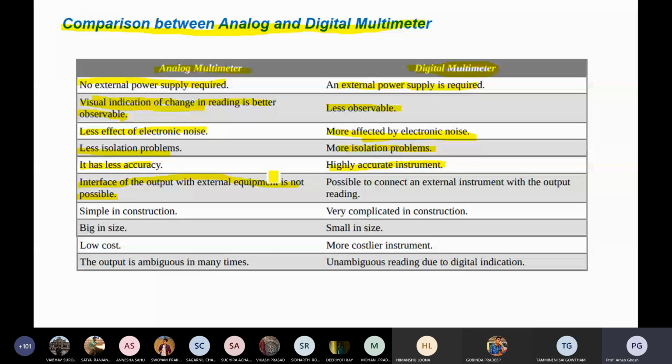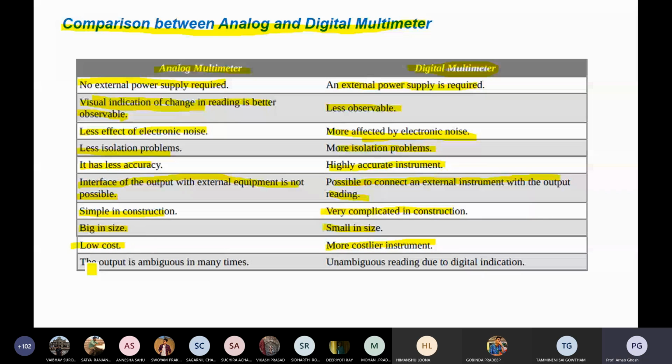In the analog case, interference of external instruments with the output reading is definitely possible. Simple in construction versus very complicated construction: basically all those things are accommodated in a single, compact form, and that's why the complicated construction is observed. Big in size versus small in size. Low cost, definitely a cost efficient instrument, versus a more costly instrument.